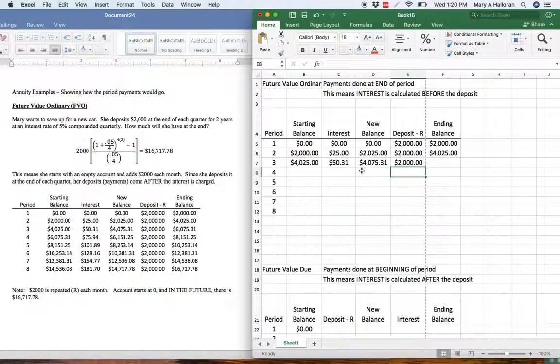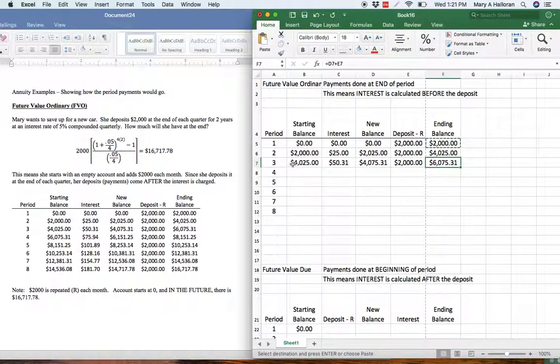So now what's my grand total going to be? I got 4,075 and 31 cents. I'm adding 2,000 to it. So now I've got $6,000.75.